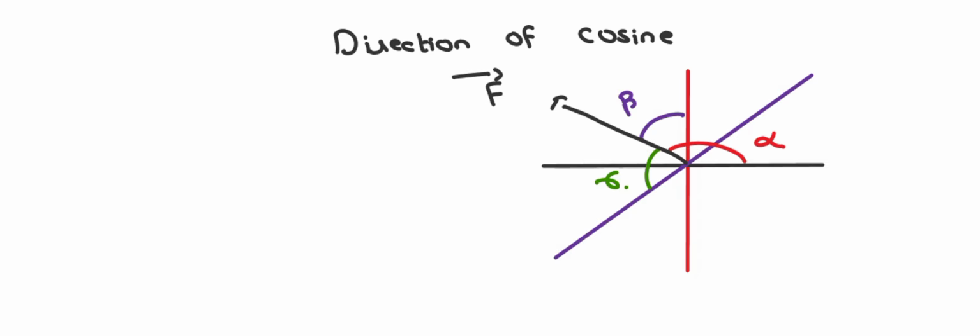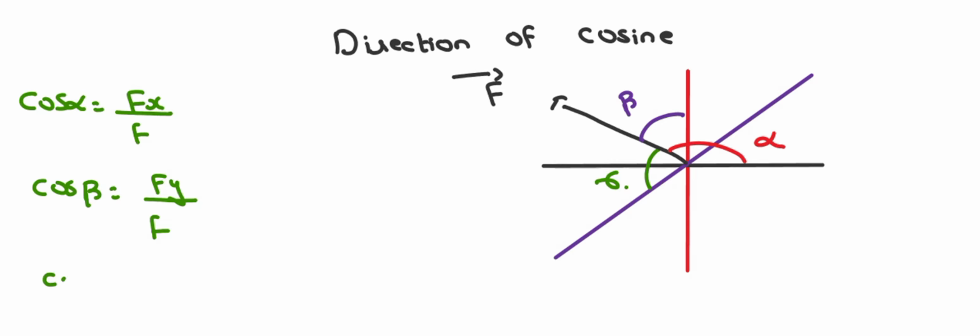The formulas of direction cosines are written as cos alpha equals Fx upon F. Similarly, cos beta equals Fy upon F, and cos gamma equals Fz upon F. Fx, Fy, and Fz are the components of the vector along the x-axis, y-axis, and z-axis, and F is the magnitude of that particular vector.